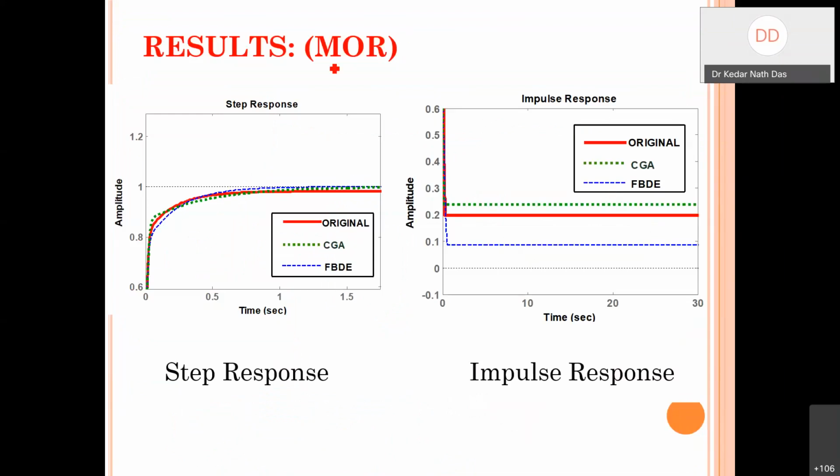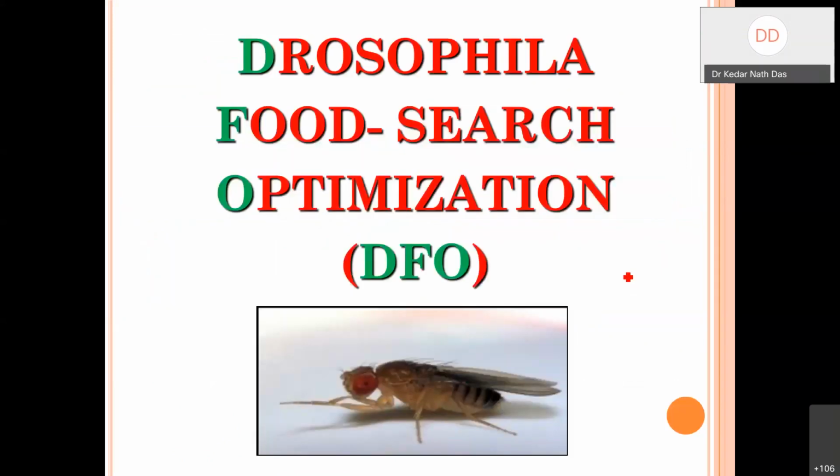Actually, it has been used in model reduction, where you can see the step response: the original is the red line, and CGA is the green line, which is coming closer to it. Similarly, the red and blue lines for the impulse response also come closer to each other in the electrical system called the model reduction problem. Similarly, new design techniques are also sometimes very useful.